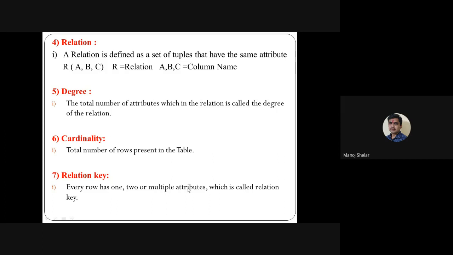So as per the requirement, suppose student is one entity, or student is one table, or student is one relation. So roll number is a key attribute. Customer entity, so customer ID is a key attribute. So as per the requirement, we design the key attribute of the specific relation or specific table.